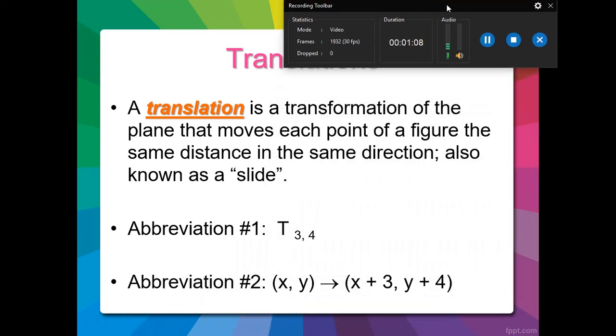The second abbreviation is something you might have seen in 8th grade when you're introduced to transformations. So basically they're saying take your generic point, wherever it's located at (x, y), and it will map onto, and we're either adding 3 to the x, and then we're adding 4 to the y. But the rule can obviously be different. We could be subtracting as well.